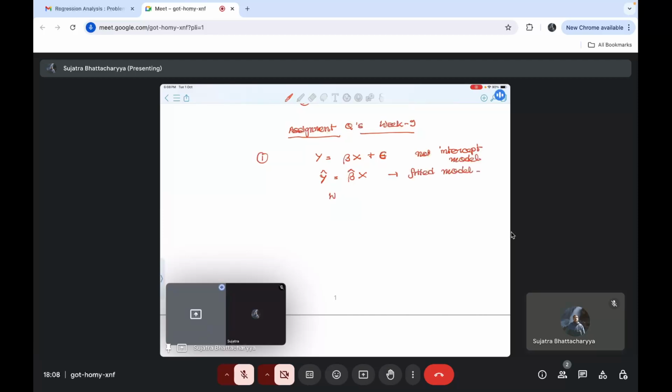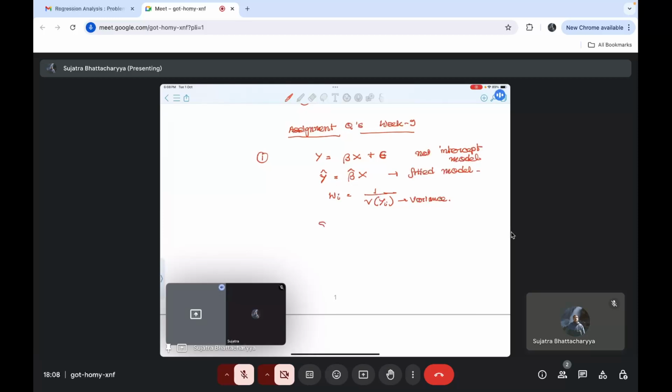Now weights are being already given. That is 1 upon V of yi, that is, this is the variance. Okay, variance. So wi is already given. Now, simple way to solve this, we will use the same concept which we have used in the simple linear regression model while we are estimating the beta hat. Right? In the same way, we will be using.